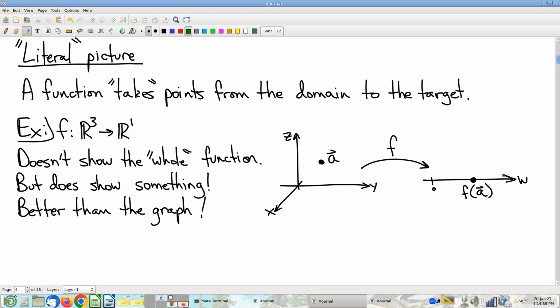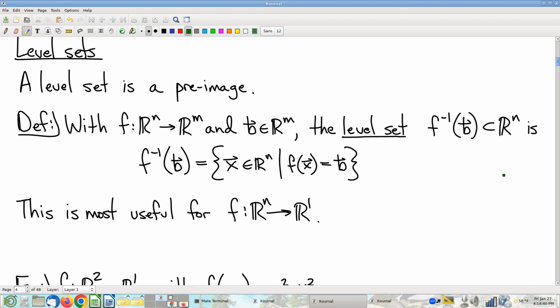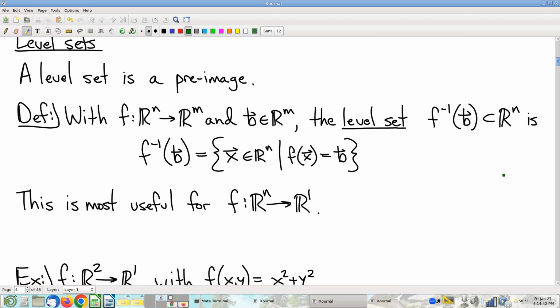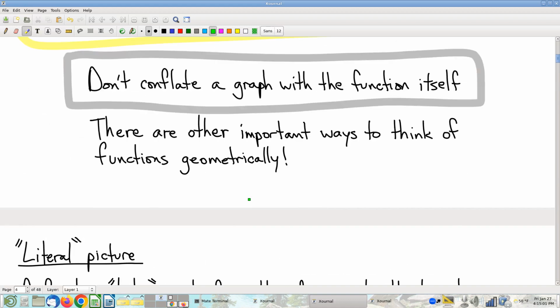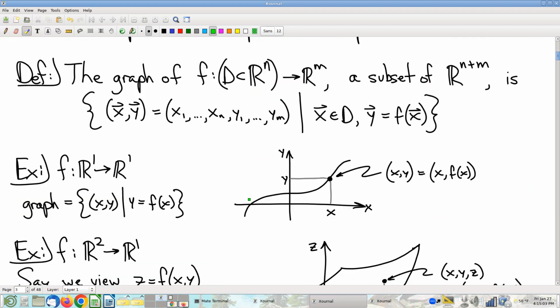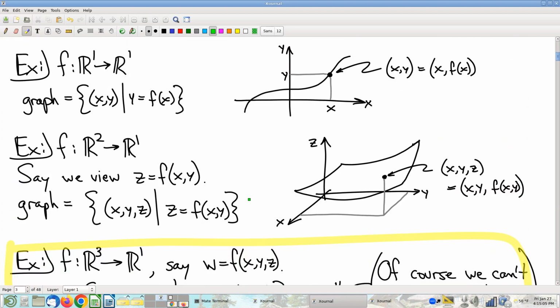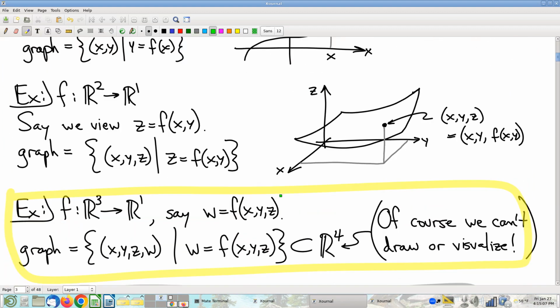Okay, here's the next kind of picture, called level sets. So level sets are pre-images. Keep in mind what a pre-image is. A pre-image is an input that gives rise to a given output. Okay, so the way we define this, by contrast with graphs, let me come back up here to the graph picture.